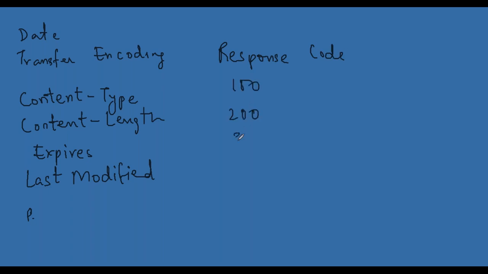Hundred series, 200, 300, 400, 500. So how ASM actually parses these is it will try to inspect each and every component of this specific request and see whether the request that you are trying to access is valid or not. Is this something which is allowed or not? It can scan each parameter, each URI, each header for any known attacks.